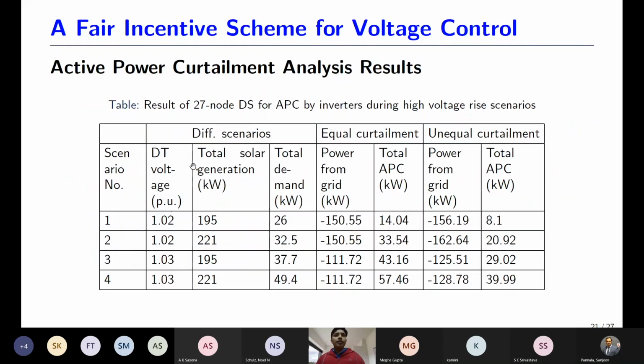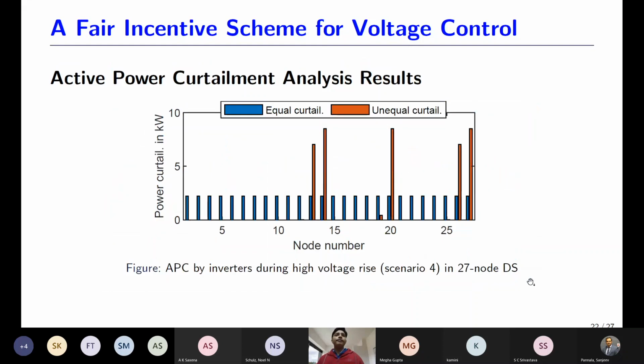So these are the simulation results. These are the voltage at the distribution transformer, solar generation and load demand, and this is the high voltage rise scenario where the solar generation is greater than the load demand, and there is a reverse power flow. This negative value shows the reverse power flow, and it shows that when we do unequal curtailment by inverters, it is optimal. It is 39.99, 57.46.